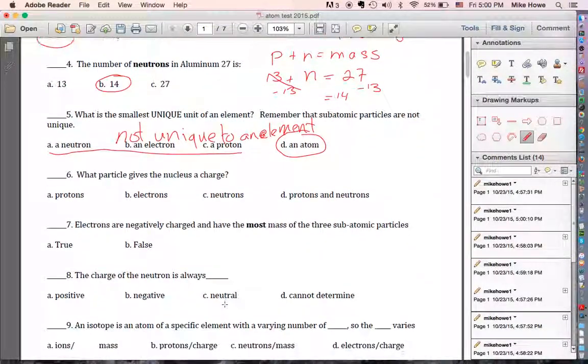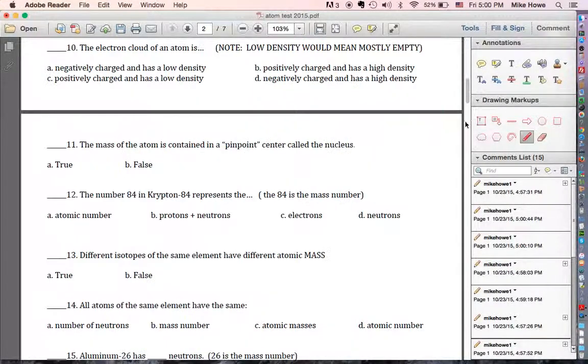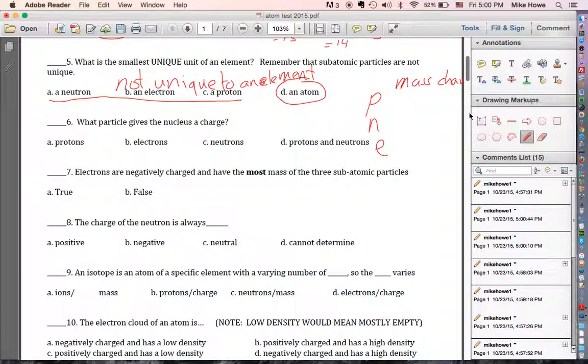Okay, now the particle that gives a nucleus a charge. We had a little grid that we did in class. It was protons, neutrons, electrons, then mass, and charge. Oops, got off the screen there. So the mass on protons was 1, and neutrons was 1, electrons was 0. But the charge on protons is positive, and neutrons were 0, and electrons are negative. Since protons and neutrons are in the nucleus, then we know that the protons are what gives the nucleus a charge, because neutrons don't have a charge.